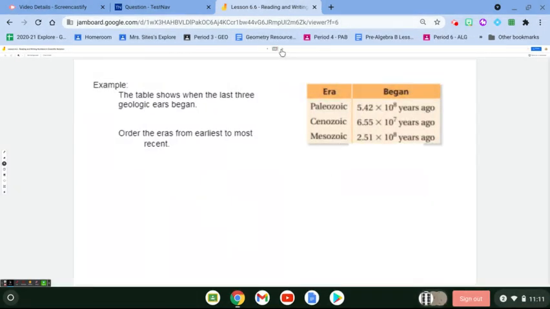Okay, for this problem, the first thing I want you to do is take a look and see at each one of these geological eras, not years, but it says eras. Okay, and I want you to order them from the earliest to the most recent. Now when we talk about earliest, think about which one would occur the longest time ago. Okay, the most recent would be the closest in time span. Okay, your powers of 10 will help you to determine that.